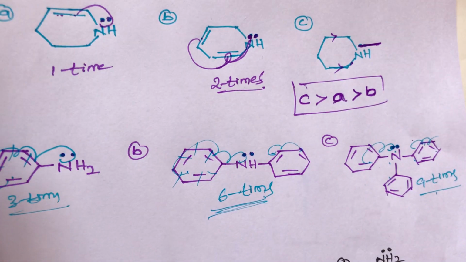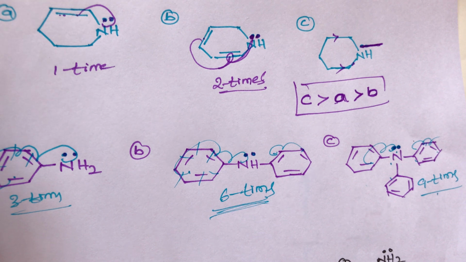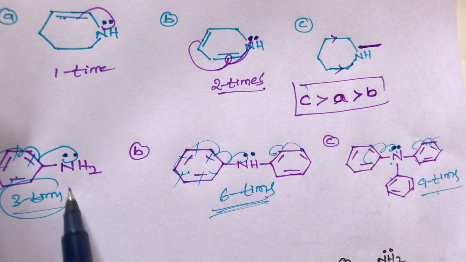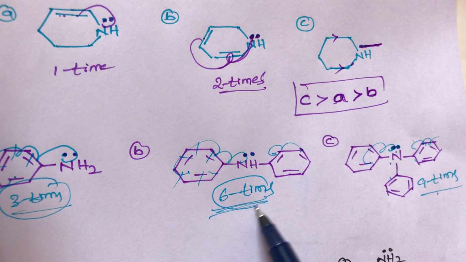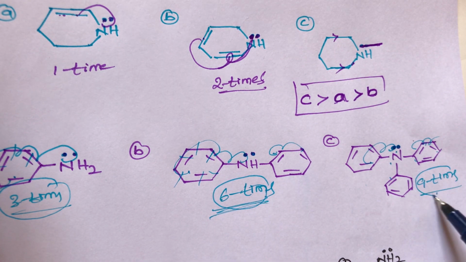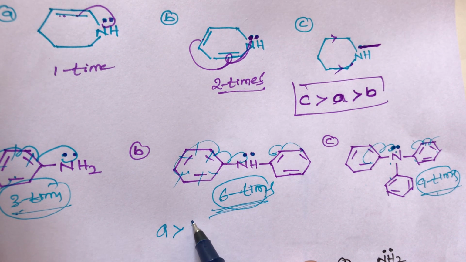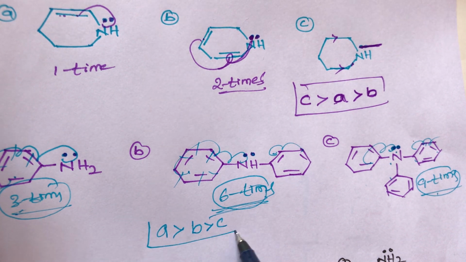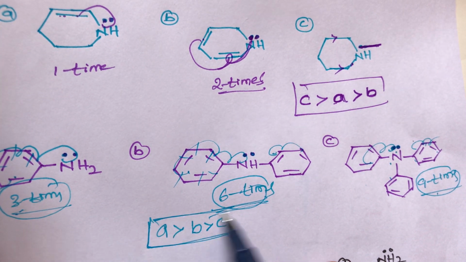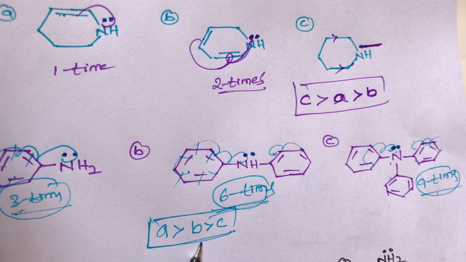So out of these three, the first compound has only 3 times, the second compound has 6 times, and the third compound has 9 times. So A compound, with fewer times, is more basic than B compound. B compound is more basic than C compound. This is the order, student. Basic nature order: A compound is more basic than B compound, B compound is more basic than C compound. What is the reason, student?